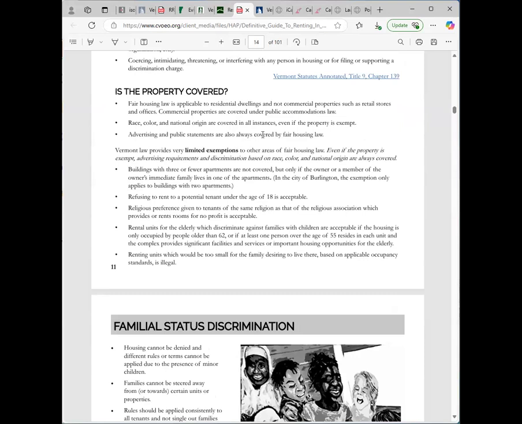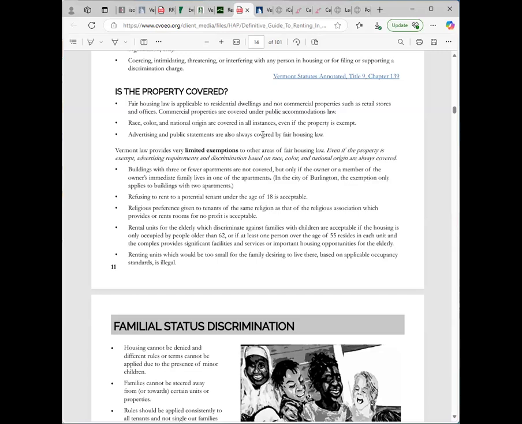That's important. Buildings with 3 or fewer apartments are not covered, but only if the owner or a member of the owner's immediate family lives in one of the apartments. And so they've put a nuance in here in Vermont. In the city of Burlington, the exemption only applies to buildings with 2 apartments, a duplex. And so then somebody's got to live, either the owner or the owner's immediate family have to live in one of the other apartments. Refusing to rent to a potential tenant under the age of 18 is acceptable.